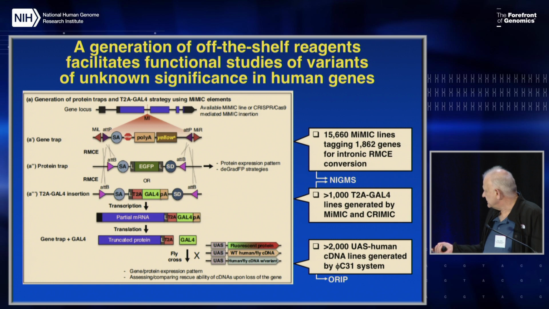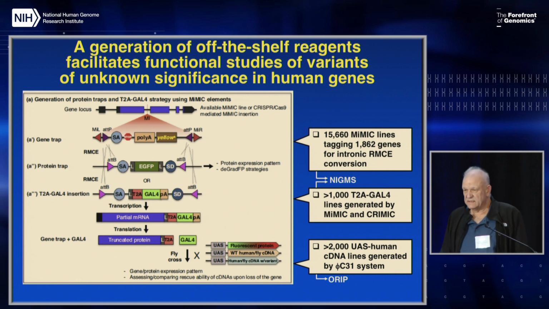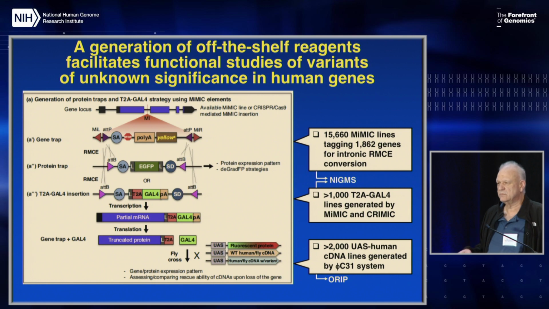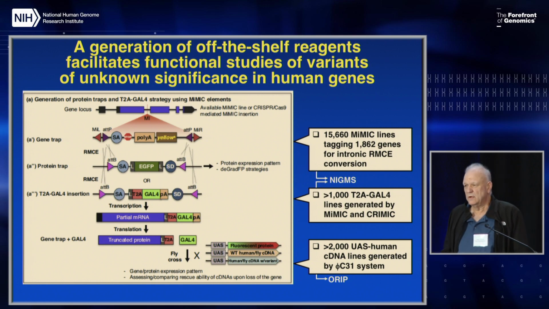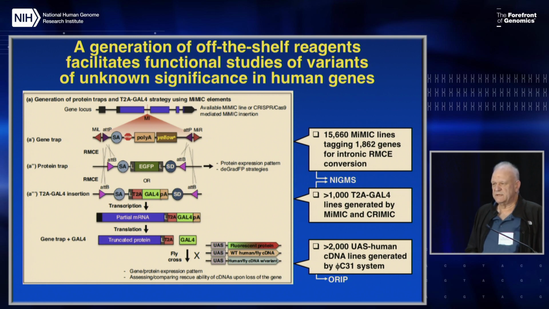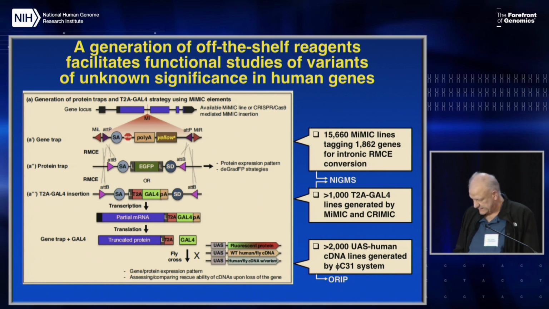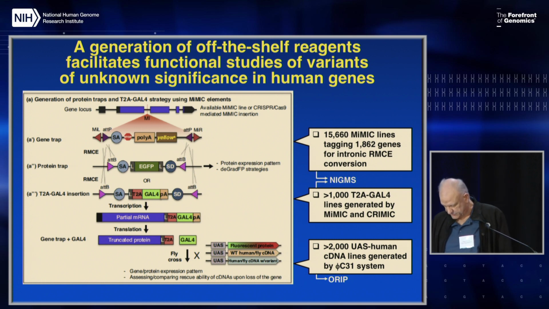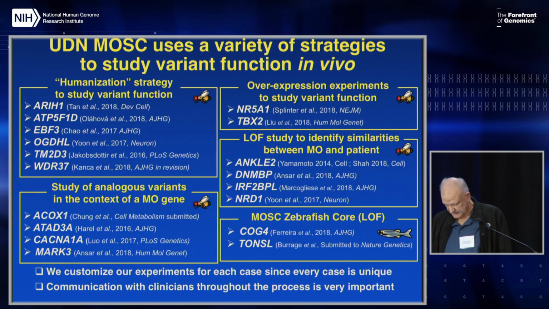So using this technology, we can determine with a GFP or an RFP where the protein is expressed. We can drive the human cDNA, we can drive the variants, and we can assess if the variants affect the function of the protein. And we are supported by the NIH to create these reagents genome-wide, so we are supported to create these human UAS cDNA libraries by ORIP and by NIGMS to create these reagents in fruit flies.